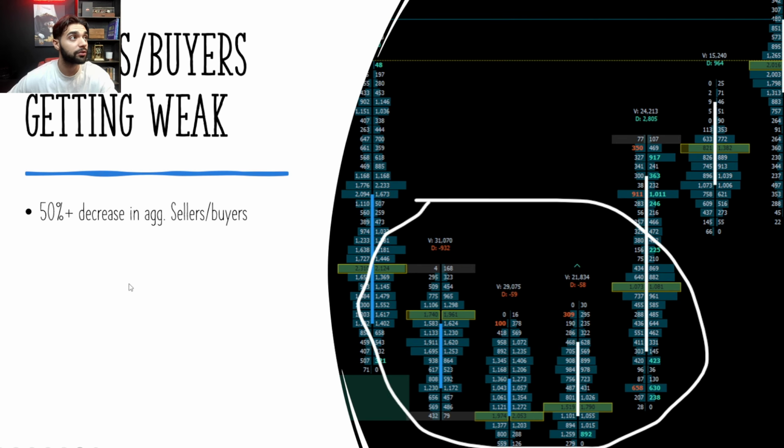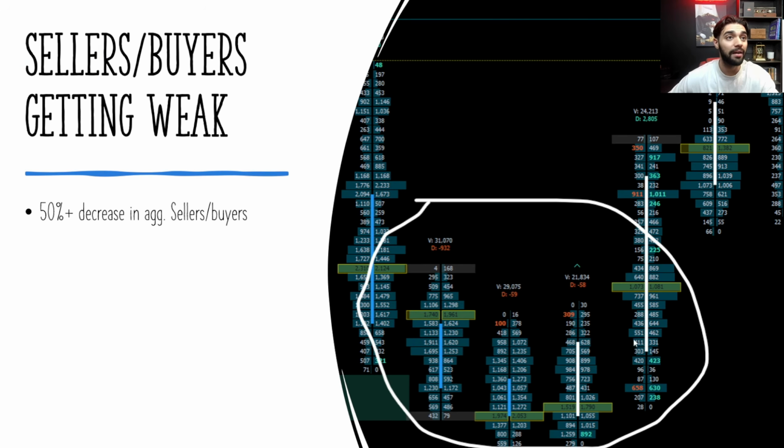You can also use this footprint chart to tell when sellers and buyers are getting weak. If you see more than a 50% decrease in aggressive sellers as they're making a move down and starting to consolidate, you can tell they're getting weaker. So you can use this for a lot. My personal favorite is using it to read volume, tick, and also for absorption and anything tape reading in general. Because if you miss something on level 2 and time and sales, you can't go back to it. If you miss something on the footprint chart, you can easily go back to it.